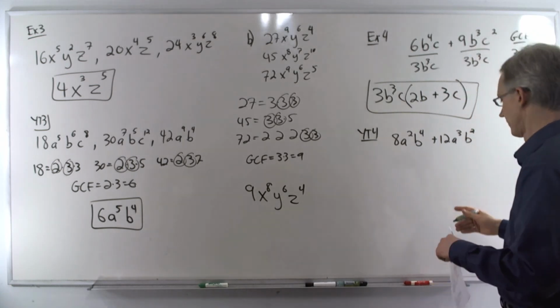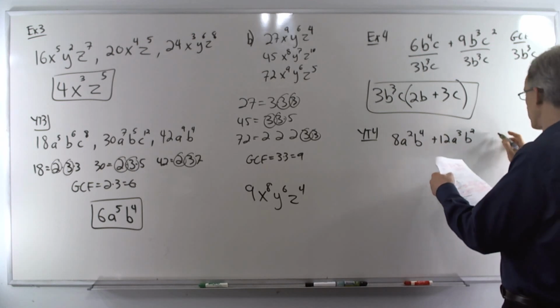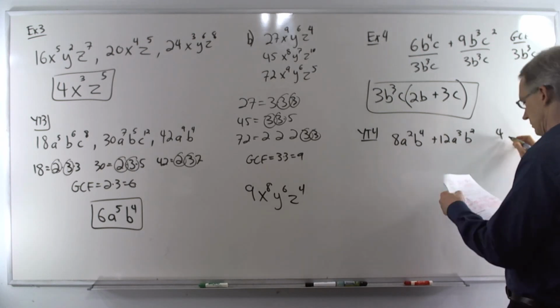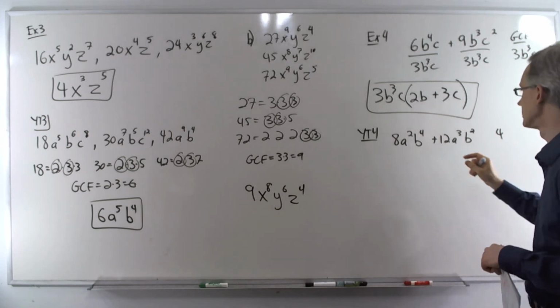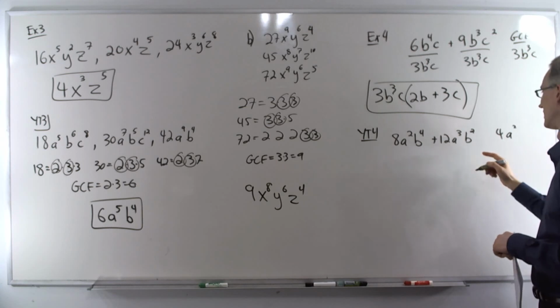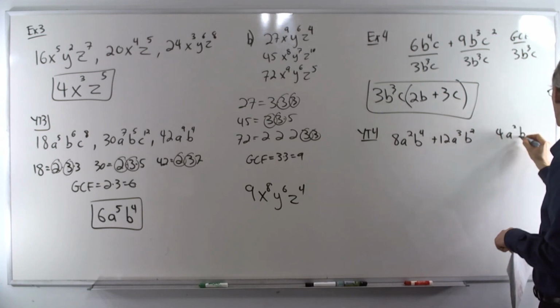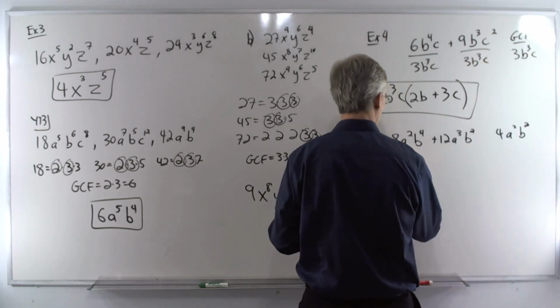Our GCF, we saw from example 3, GCF is 4. Oh, no, we didn't find the GCF before. Well, we'll find it. Okay, GCF is 4 a squared b squared. Yeah, I think we did find that before. Okay, now we'll divide both terms by the GCF.